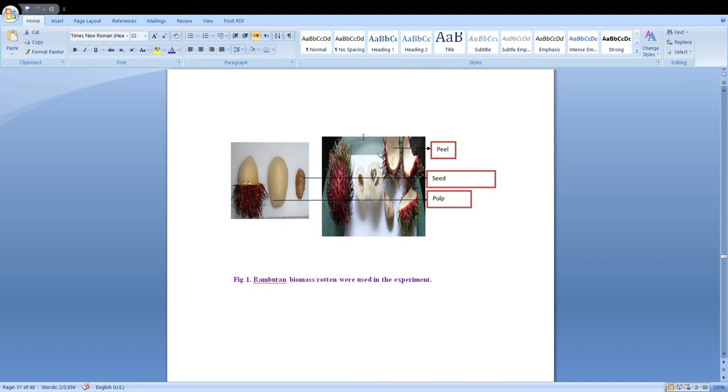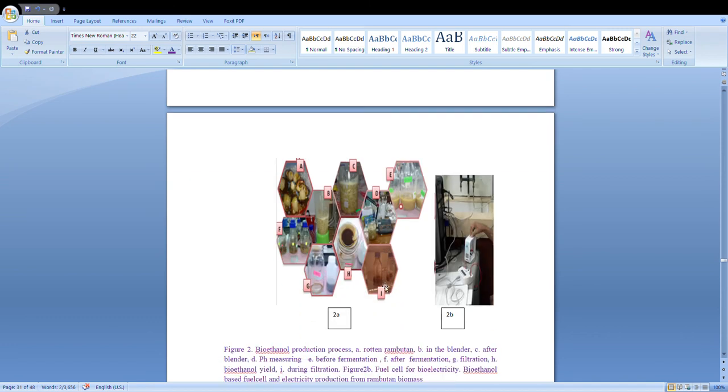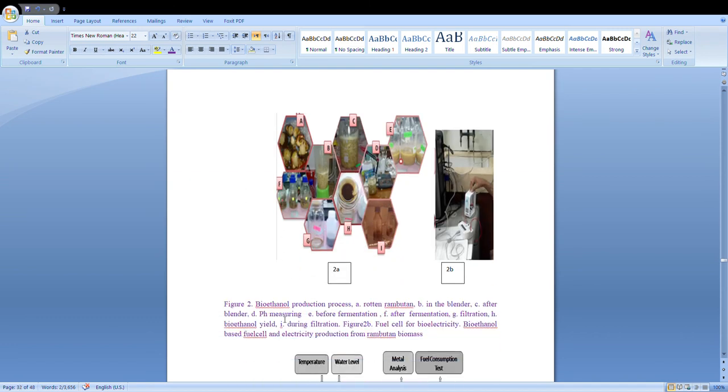Already we discussed this rambutan field, seed and pulp, that we use. These are the different stages of the bioethanol production process: rotten rambutan, then the blender, and after blending, the pH measurement. Then before fermentation and after fermentation, the fermentation process, and the filtration process.